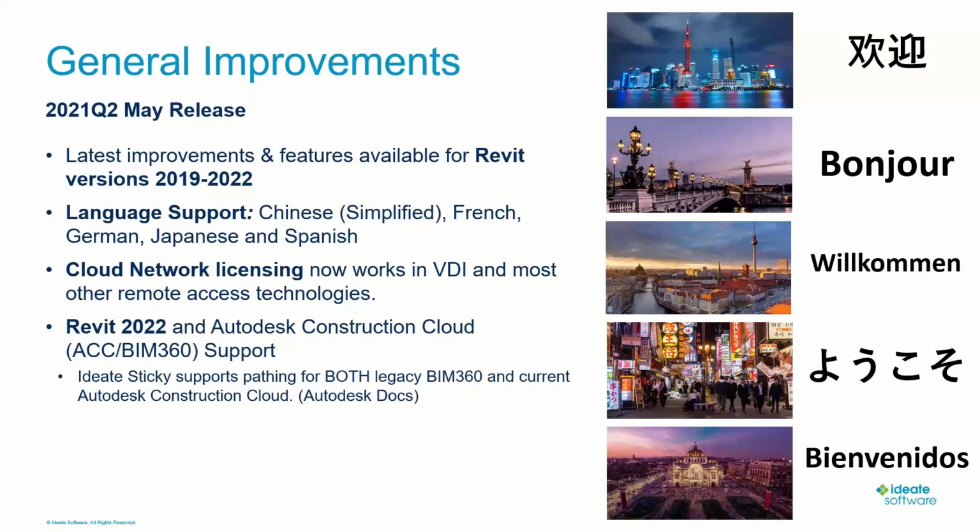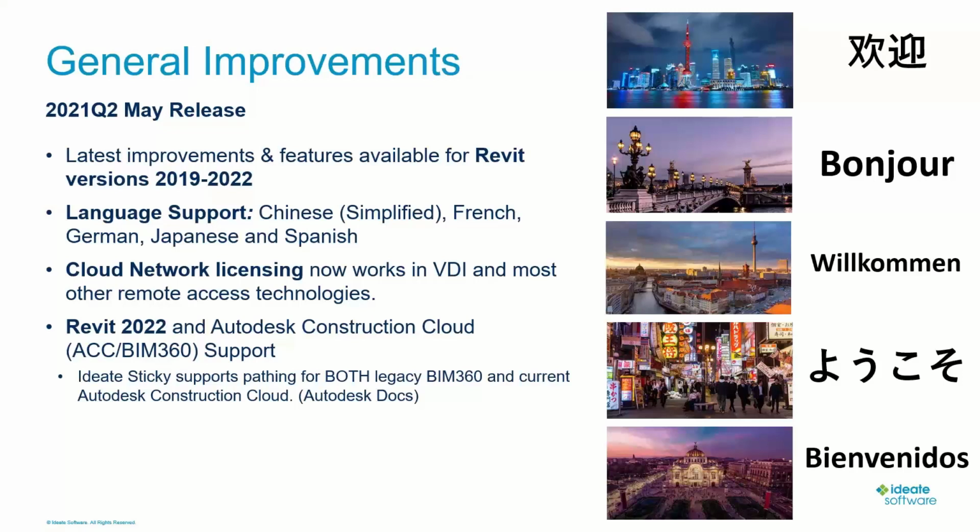In addition, we've also enhanced our cloud networking support. Most virtualized environments are now supported by our new cloud networking. If you're not familiar with that, we offer both the traditional FlexLM network as well as our new cloud network licensing, and there is no cost between those two. So if you have the traditional FlexLM licensing and you'd like to move over to our cloud network, all you need to do is send an email to support@ideatesoftware.com, and we'll get that process started for you.